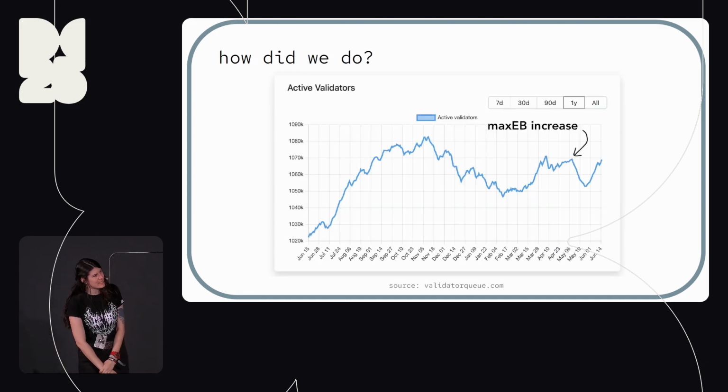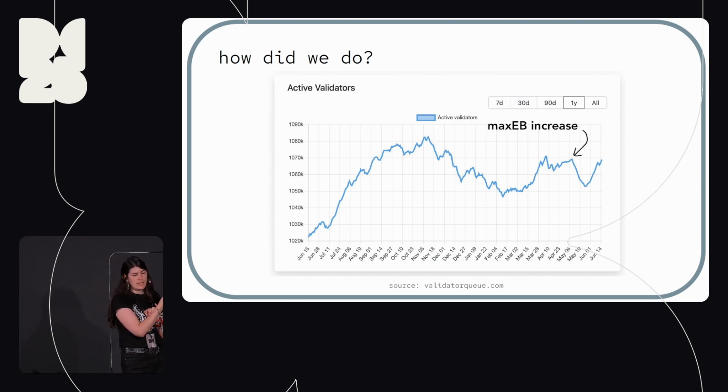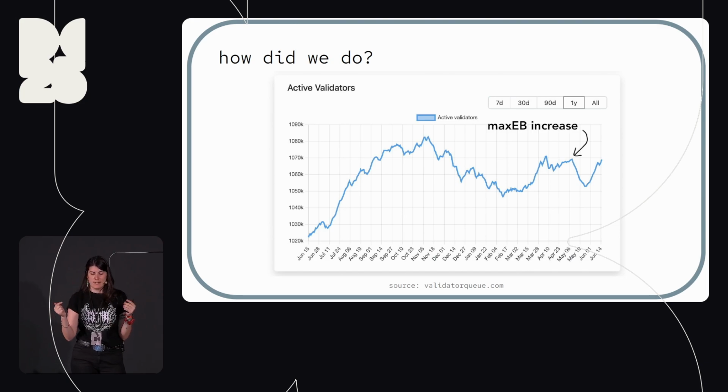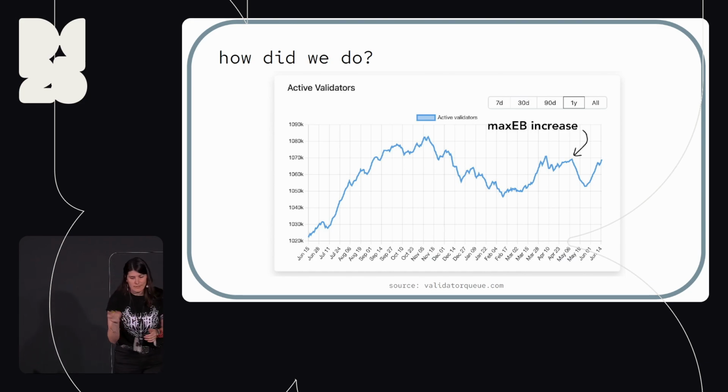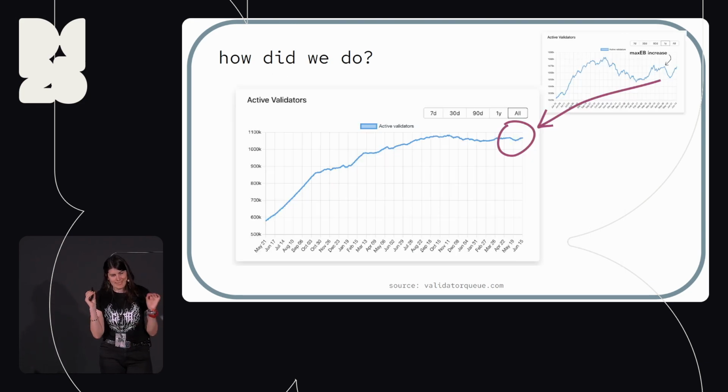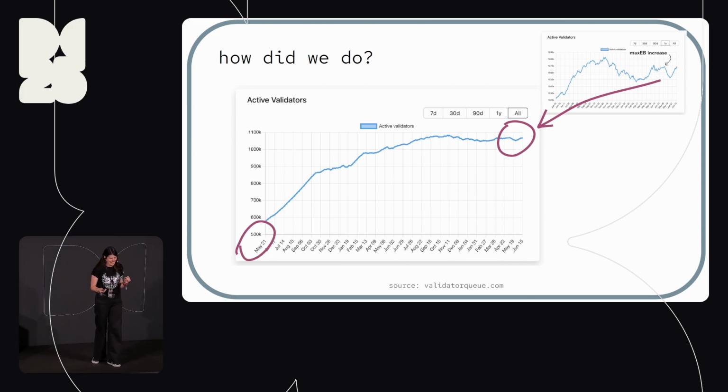So how did we do? This is the number of validators over time, over the past year. You can see that when the MaxEB increase went live on May 7th, the number of validators trended down, and that's from consolidations. As these validators consolidated, the number of validators on the network went down, but since then we have erased those gains with the number of validators that have come online. And putting this into perspective, if you zoom out, that's but a tiny blip. This graph only goes back to May 21st, 2023, because that's when validatorq.com started collecting this data. If you look at the whole chart, this is a tiny little blip.